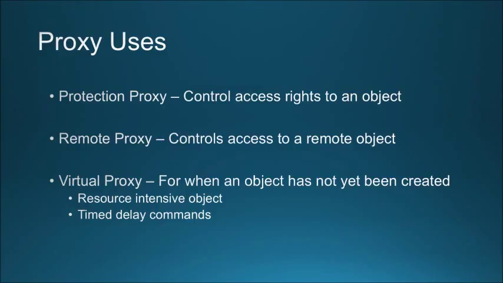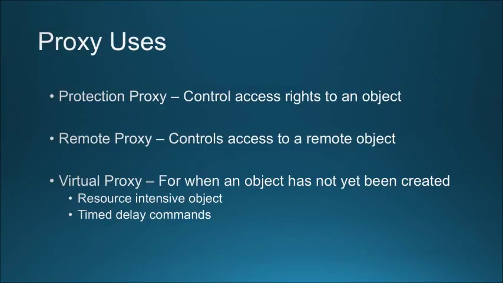Another example is a remote proxy. So this is a way to control access to a remote object. So if you've got a proxy that's a local representation of some object on a different address space, then you can give commands to your proxy and then it'll communicate over the network to the remote object.